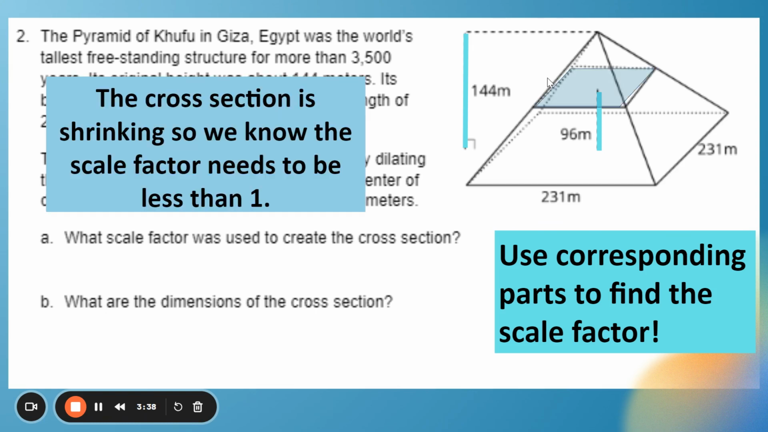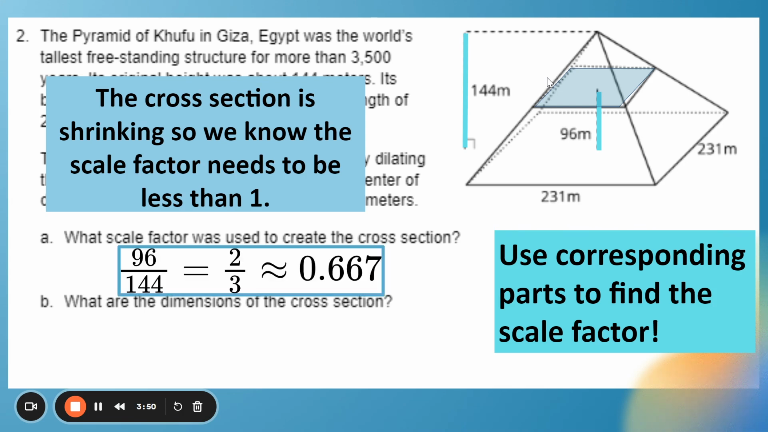So now we know that we need a scale factor smaller than 1, since our cross-section has shrunk from the base. So I'm going to arrange this with the smaller number as my numerator, or 96 over 144. In a simplified fraction, that would be 2/3, or approximately 0.667.